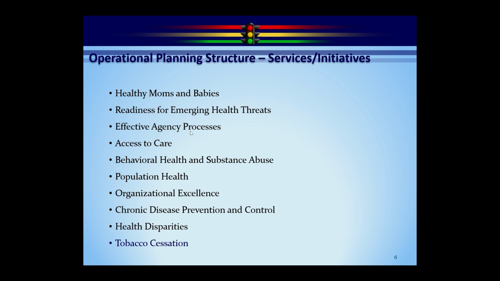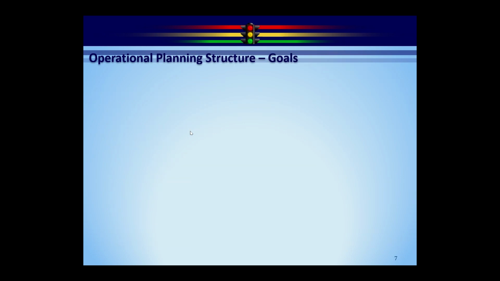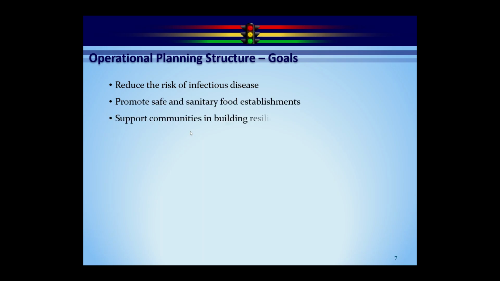Underneath the service or initiative, we have the high-level goals. High-level goals is kind of a broad definition of what we're trying to accomplish. Typically, they're very simplistic, something like an action verb followed by a few words. So let me give you some examples. Reduce the risk of infectious disease. Promote safe and sanitary food establishments. Support communities in building resiliency. Enhance healthcare through technology.